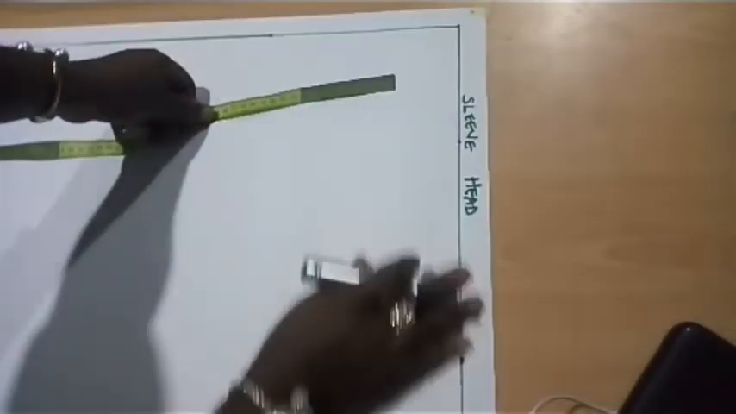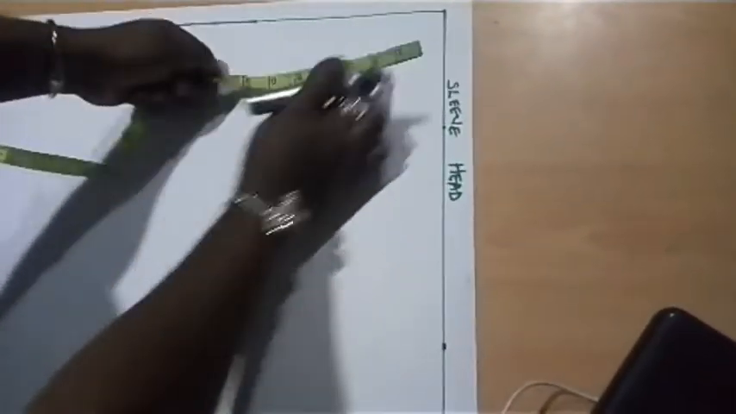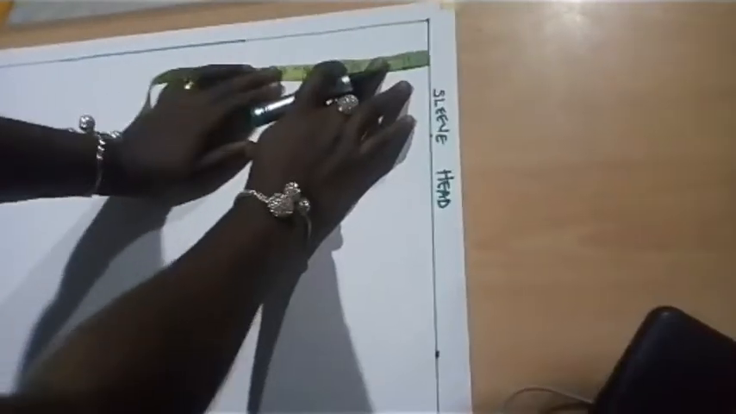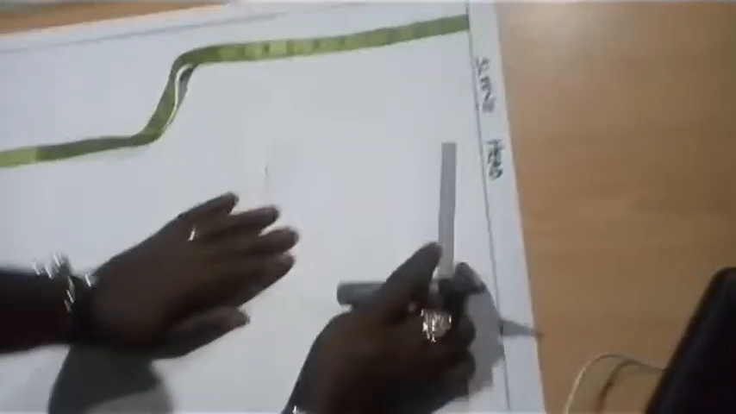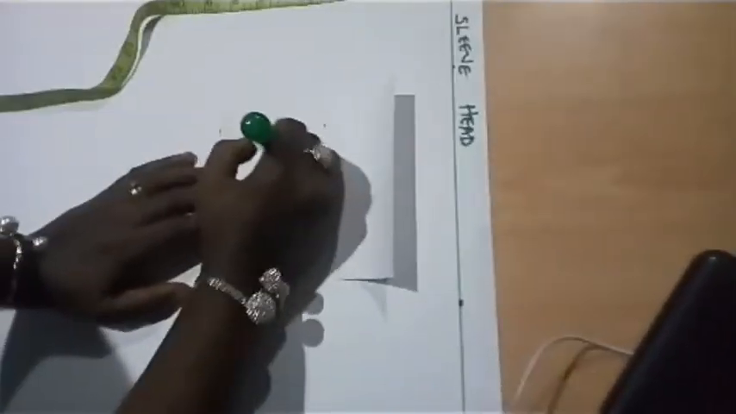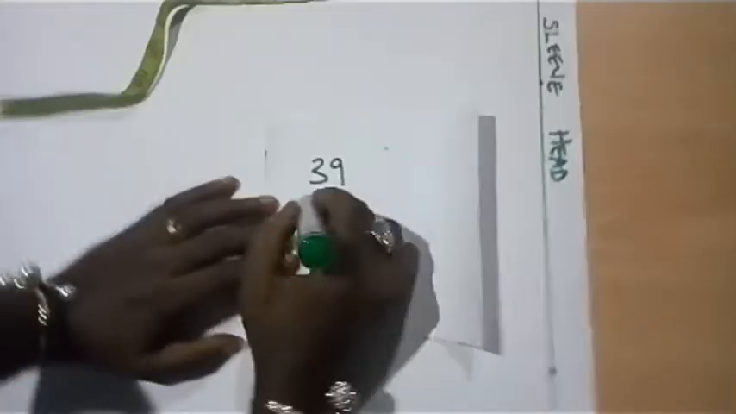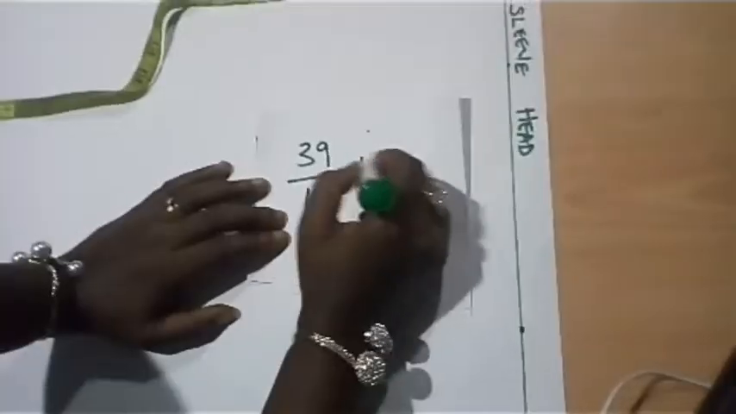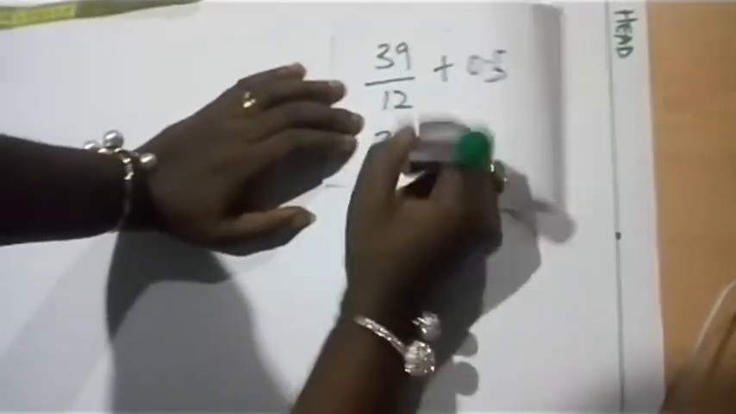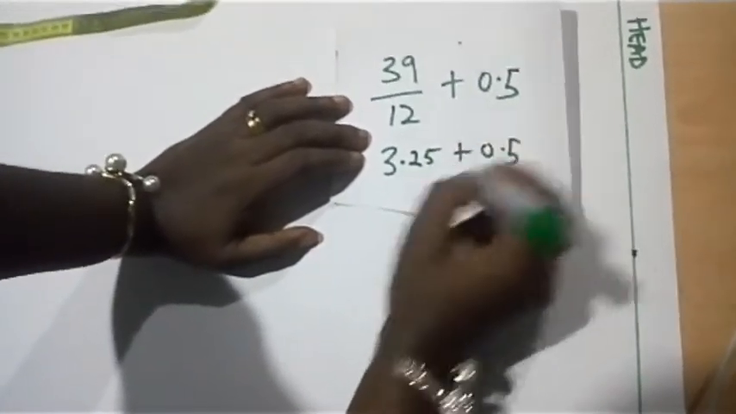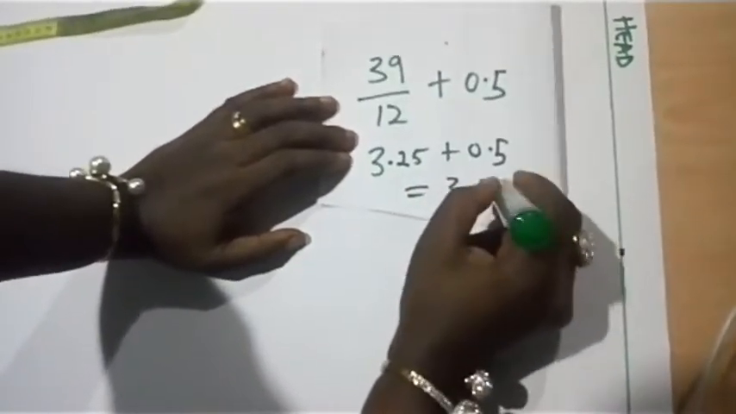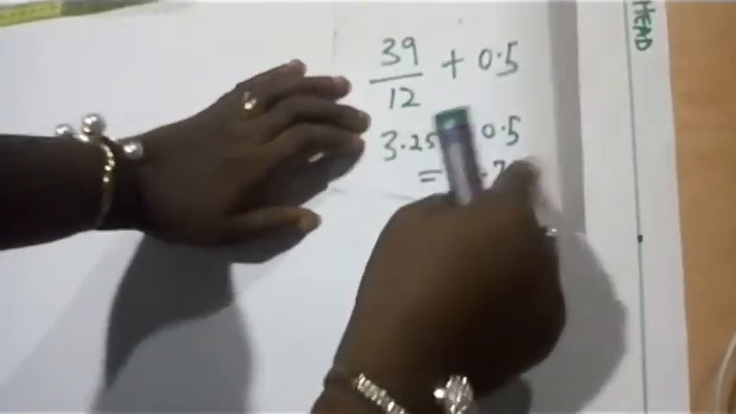So this is my sleeve head, and on the sleeve head I'm going to place my tape to determine my sleeve cap height. My sleeve cap height measurement will be taken as 39 inches, which is my bust, divided by 12. You add 0.5 to it. So I have 39 divided by 12 as 3.25 plus 0.5. So I'm going to work with 3.75. This is 3 3/4. Please don't be confused with point.